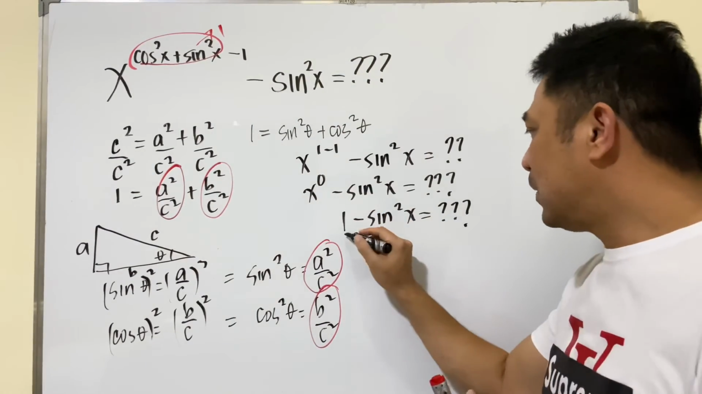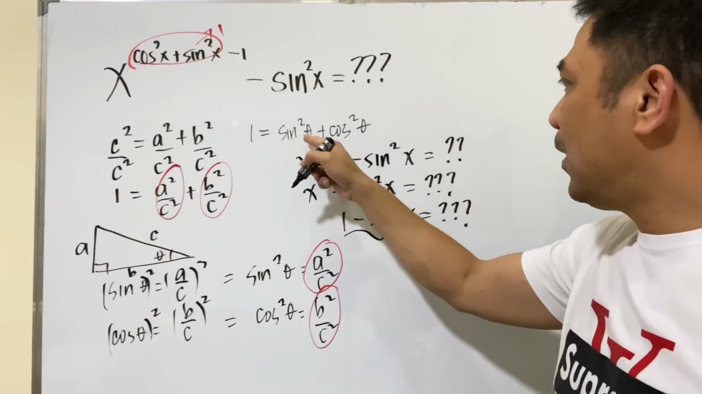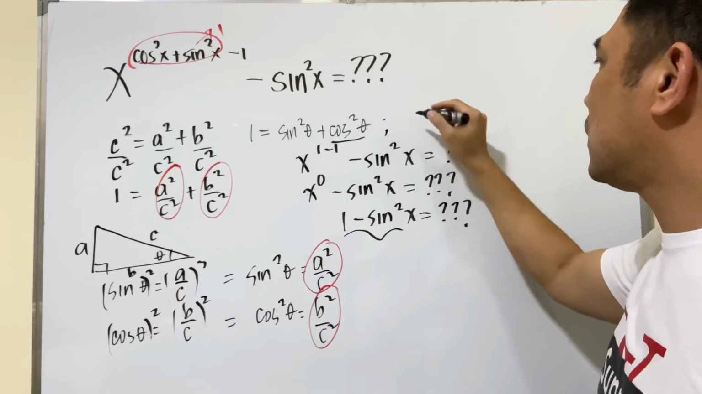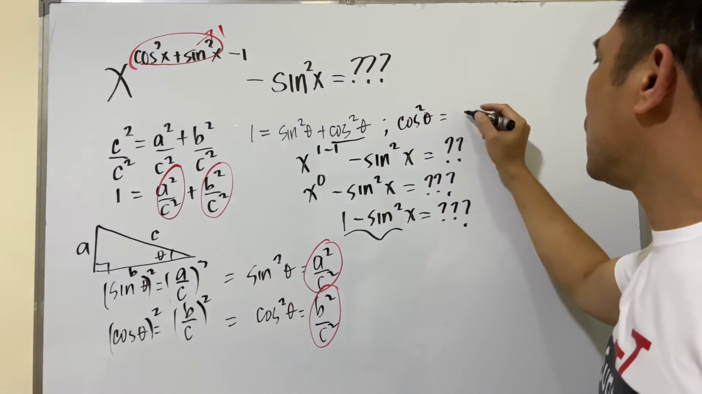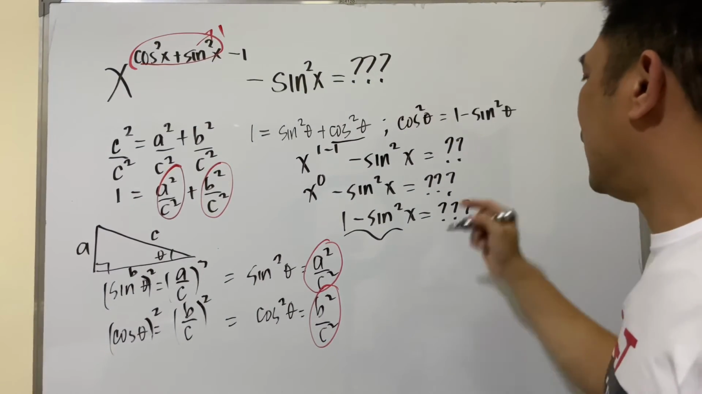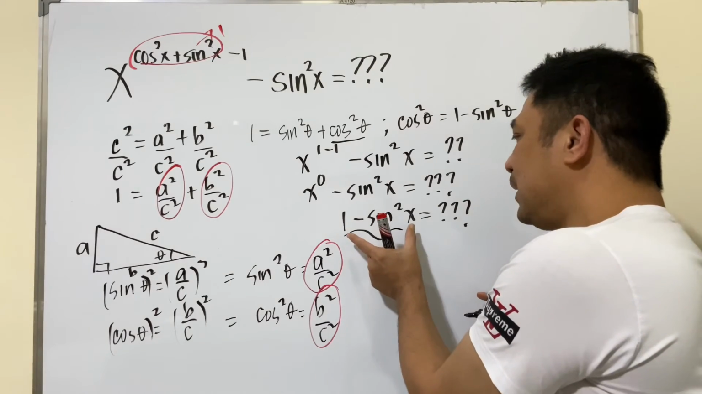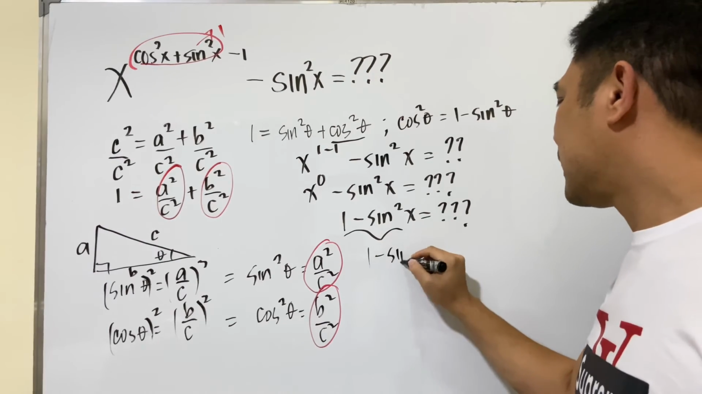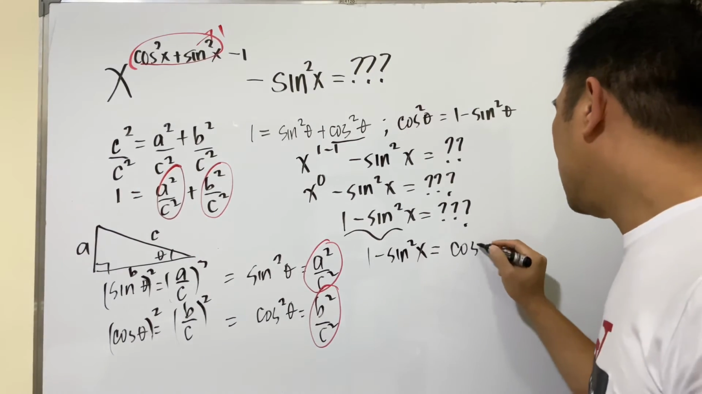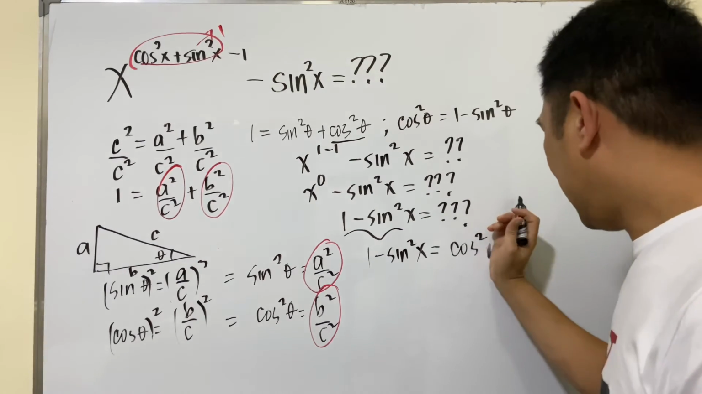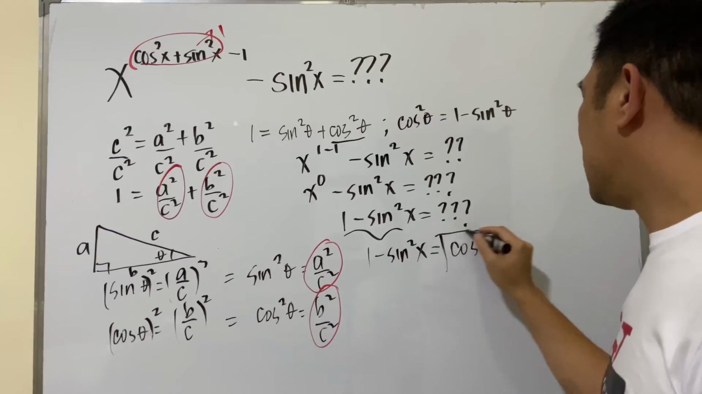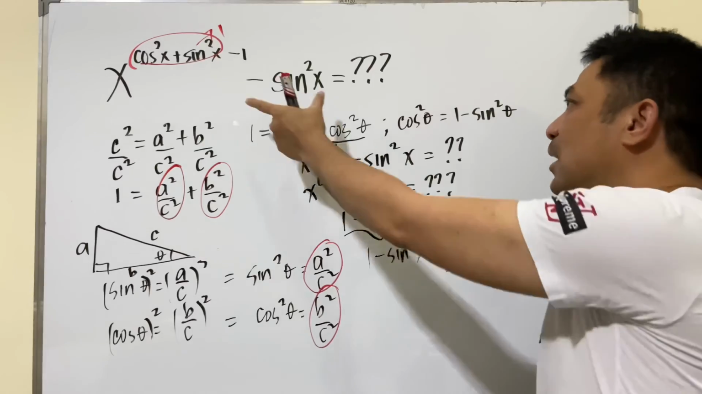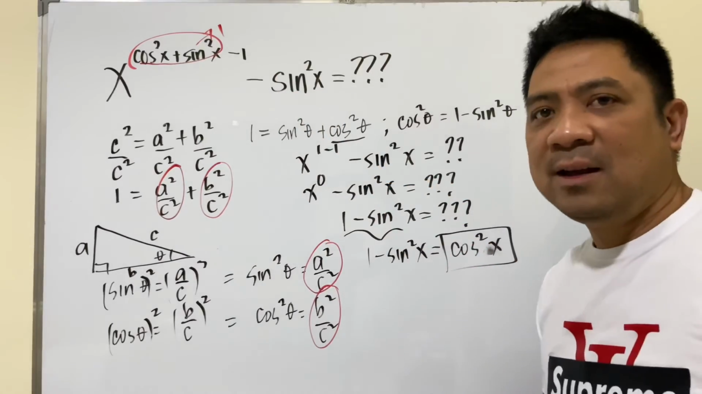As you can see also, sine squared plus cosine squared is equal to 1. So if you want to get the value of cosine squared, cosine squared theta is equal to 1 minus sine squared theta. So this identity, 1 minus sine squared x, is actually equal to cosine squared x. This will be our simplified form of this trigonometric function. So this is actually equal to cosine squared x.